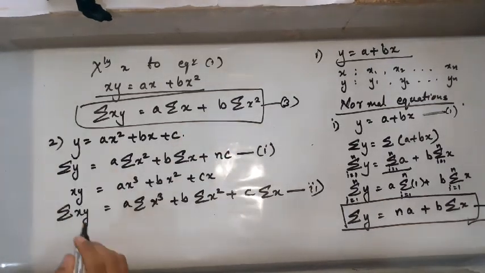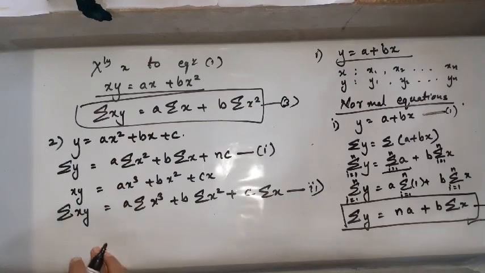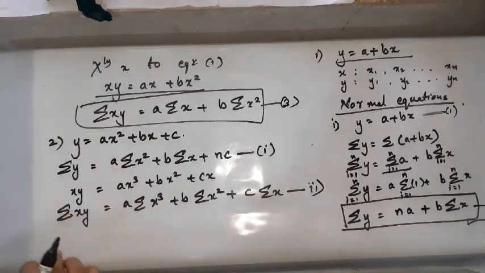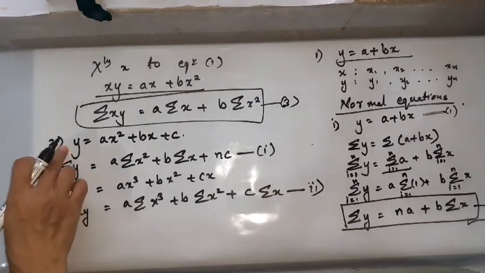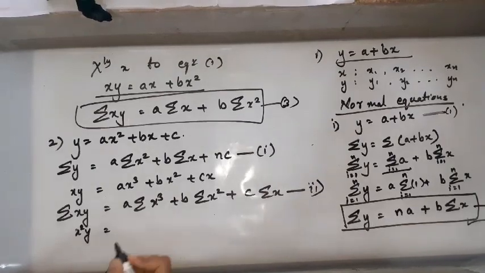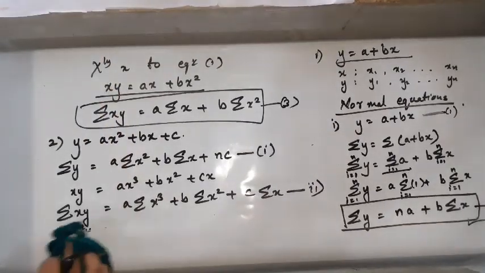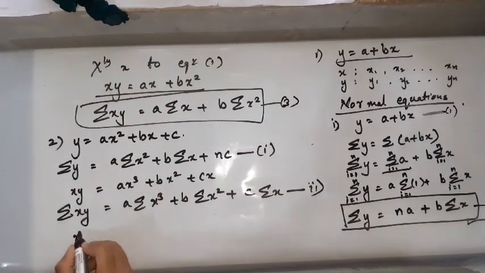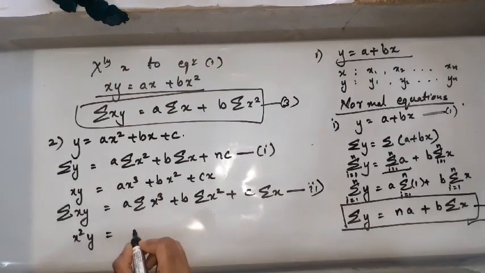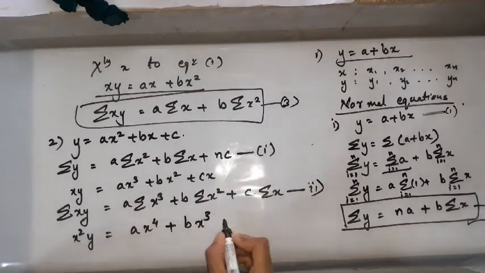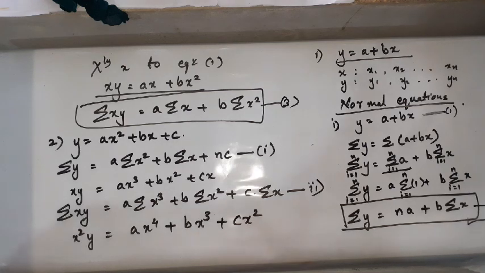Similarly, for the given curve, you multiply x square to it. Earlier, while writing the normal equation, you had only multiplied by x. Now you have to multiply x square to the given equation. So it becomes x square y is equal to ax to the power 4 plus bx cube plus cx square. Now you take the summation.